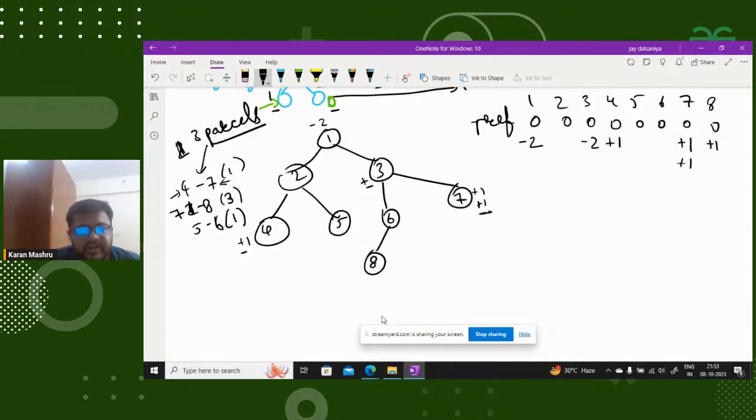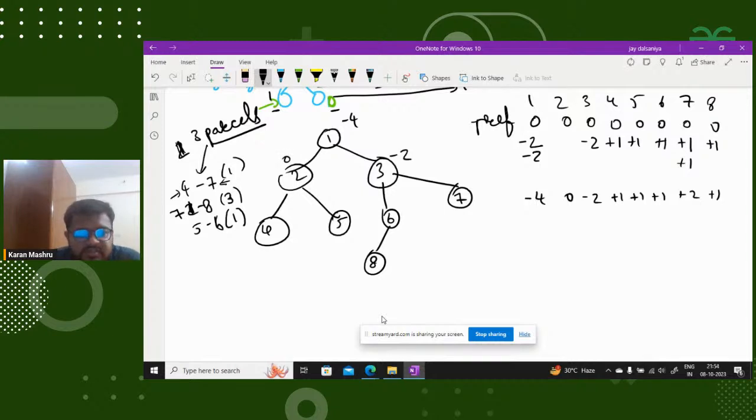Okay, so we did this. Now 5 and 6, and the least common ancestor is 1. So +1 in 5, +1 in 6, and -2 in the least common ancestor. So it became -4, 0, -2, +1, +1, +1, +2, and +1, right? If I write the final values on the graph: this is -4, this is 0, this is -2, this is +1, this is +1, this is +1, this is +2, and this is also +1.